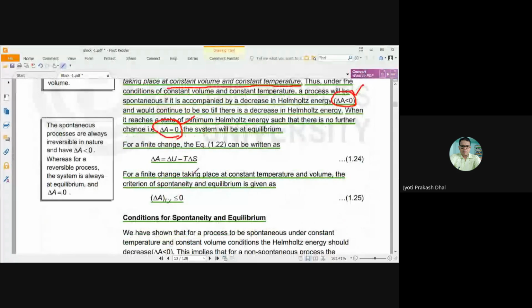And again from this, for finite change, del A equals del U minus T del S. For finite change taking place at constant temperature and constant volume, the criterion for spontaneity is del A less than 0, and the criterion for equilibrium is del A equals 0. Combining both, we can write del A at constant temperature and constant volume less than or equal to 0.